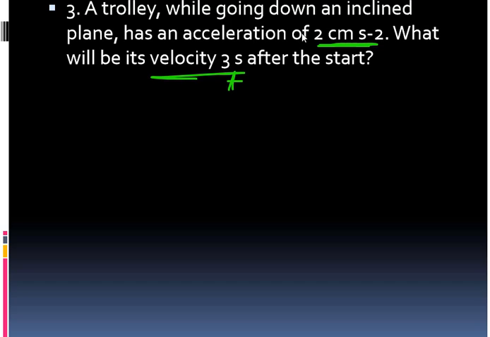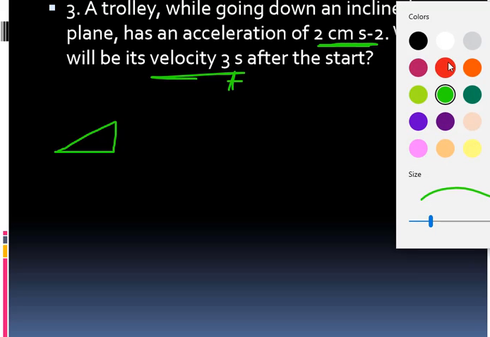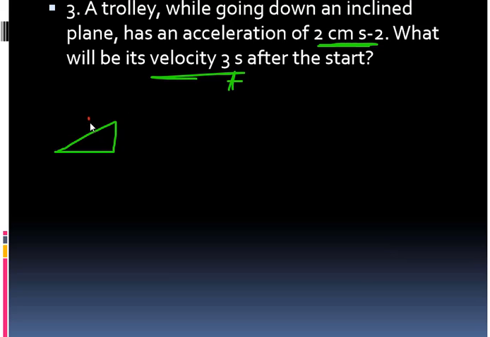A trolley while going down an inclined plane. Here you need to understand the question. This is the inclined plane. Now this is a trolley.